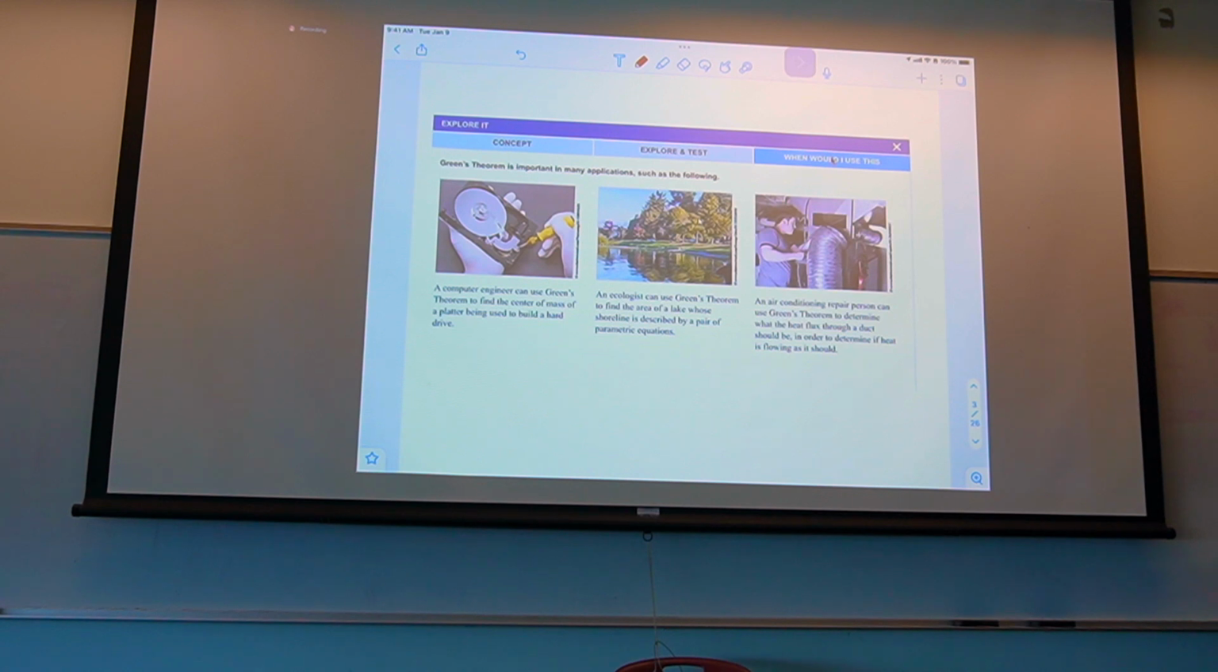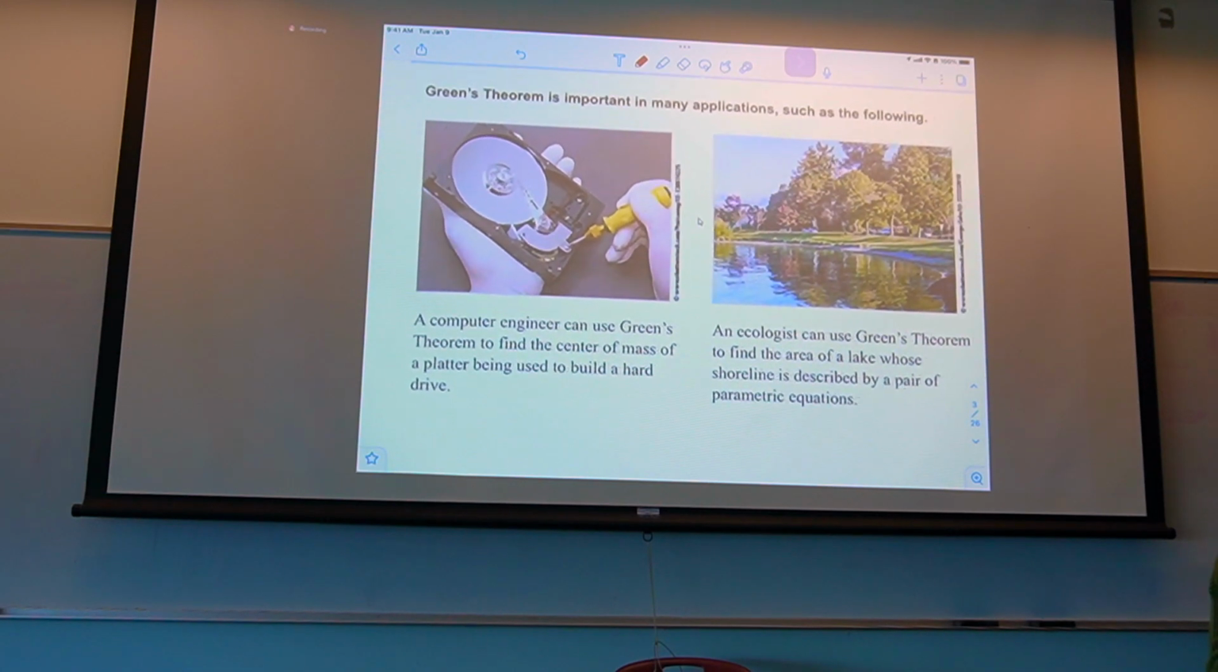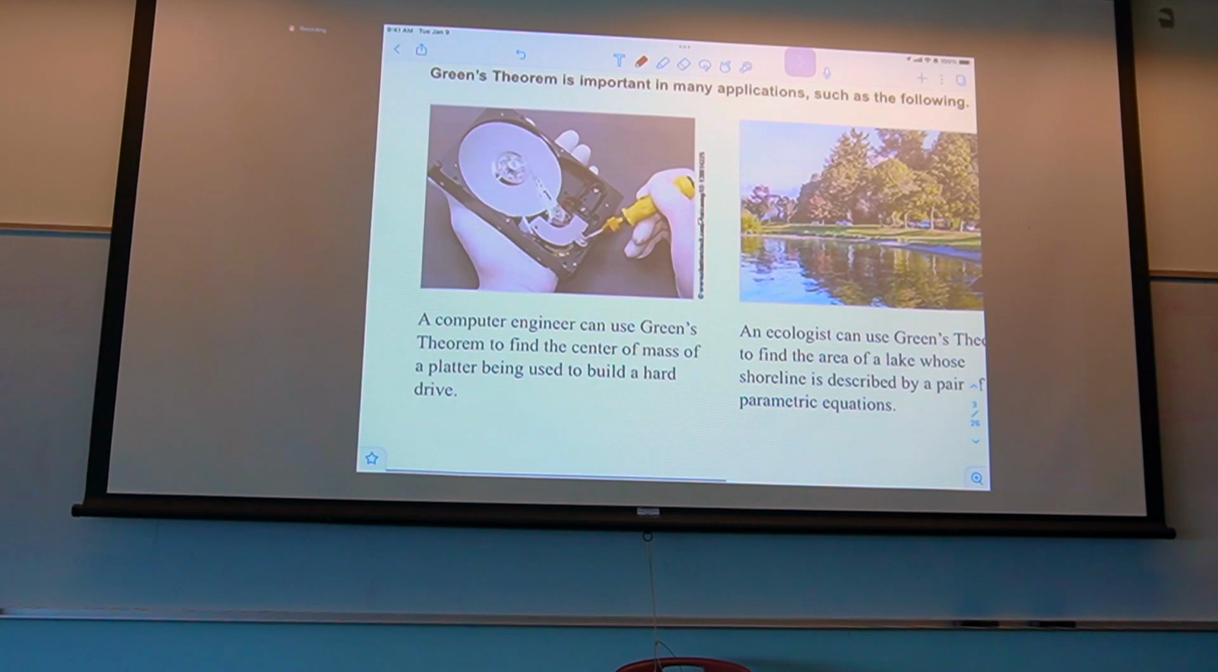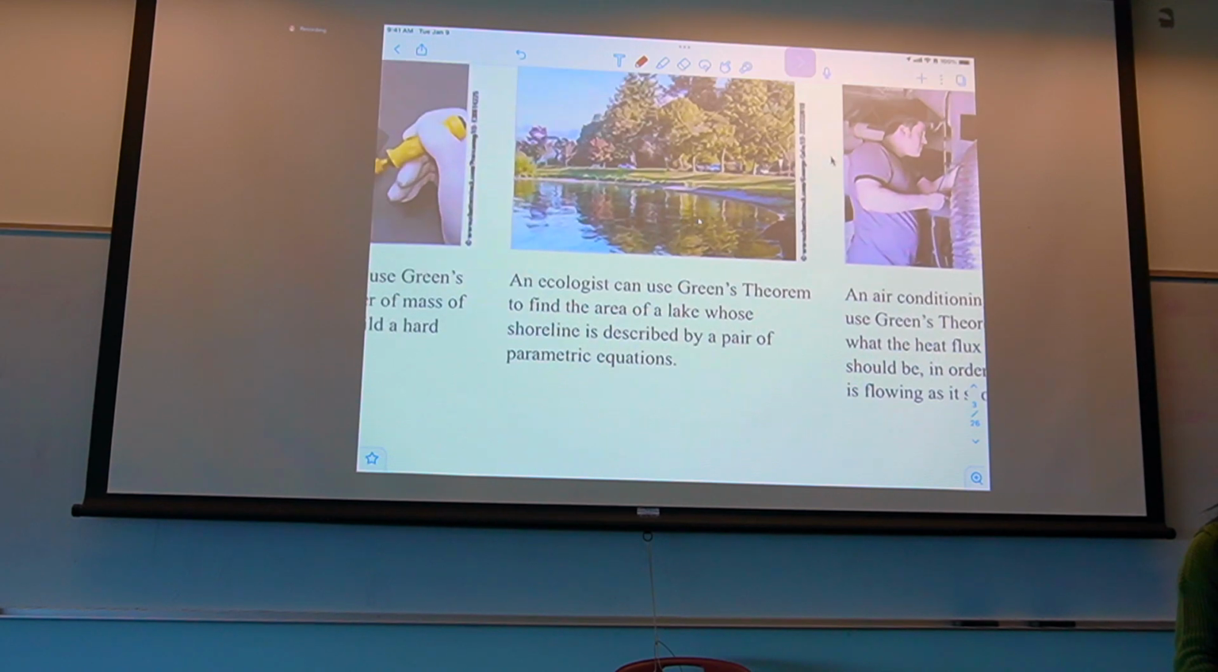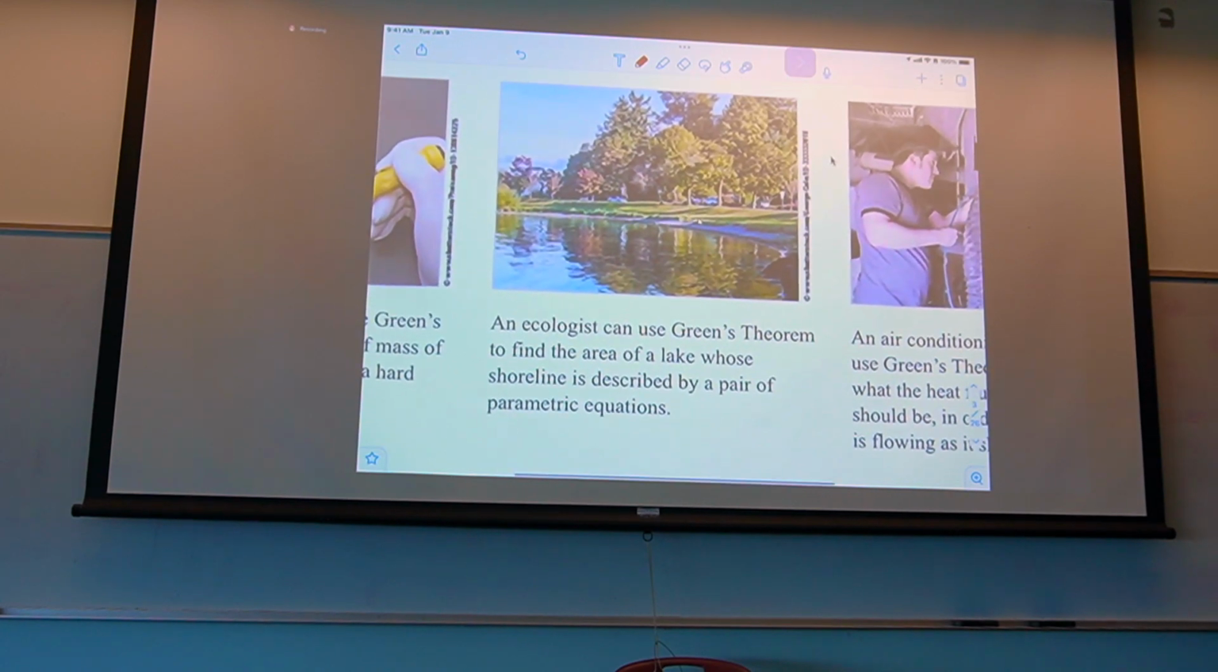A computer engineer can use Green's theorem to find the center of mass of a blade being used to build a hard drive. Okay, great. And then Kyle, could you read the second paragraph? An ecologist can use Green's theorem to find the area of a lake whose shoreline is described by a pair of parametric equations. Okay, perfect.